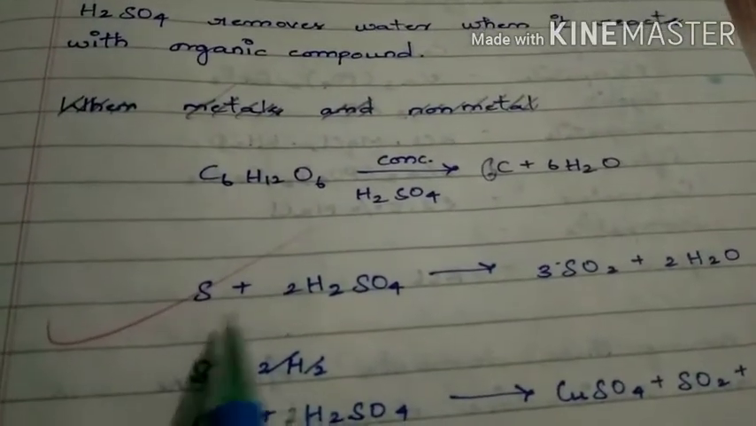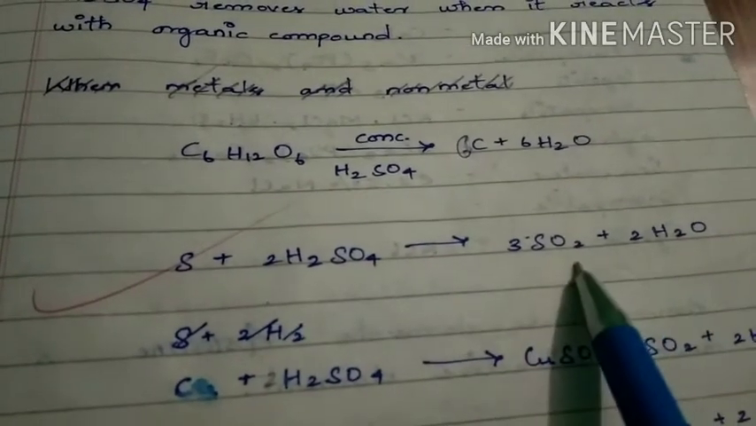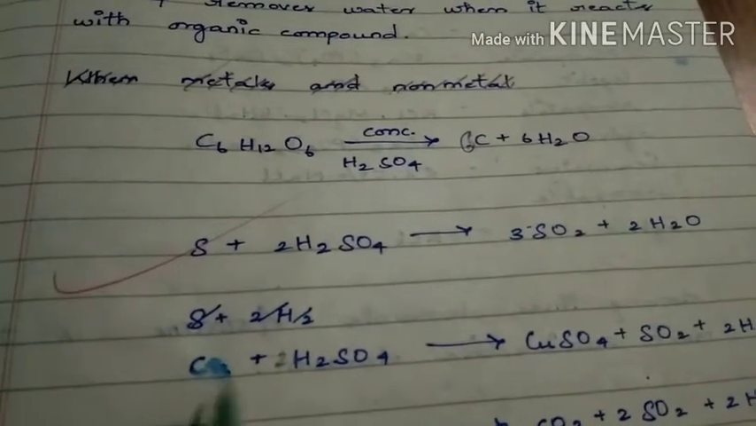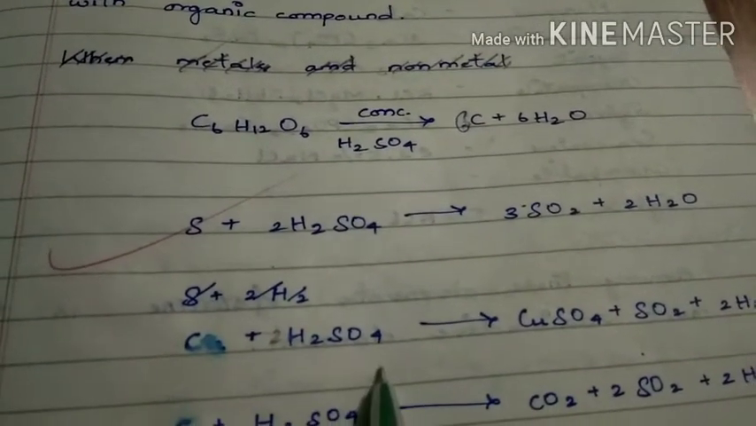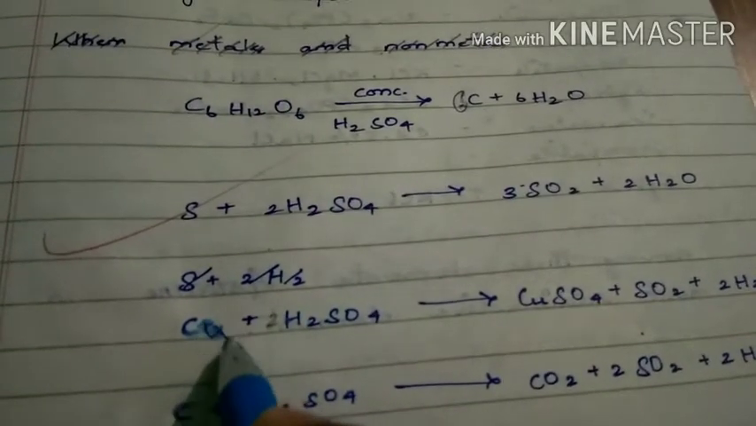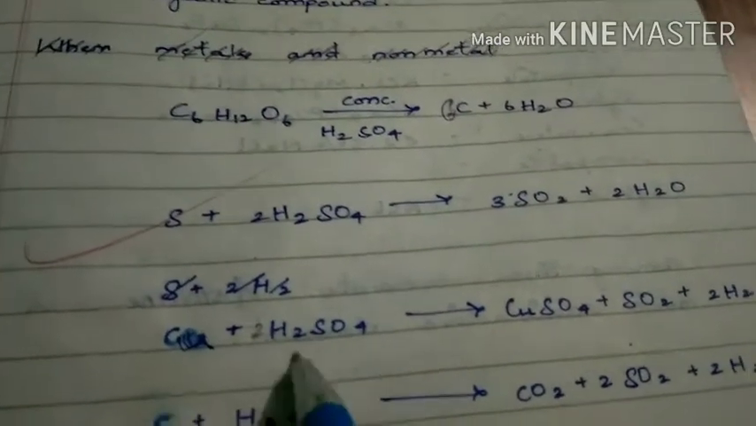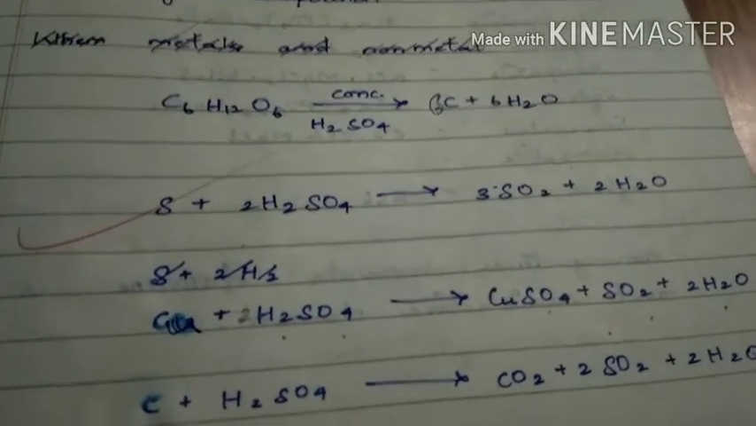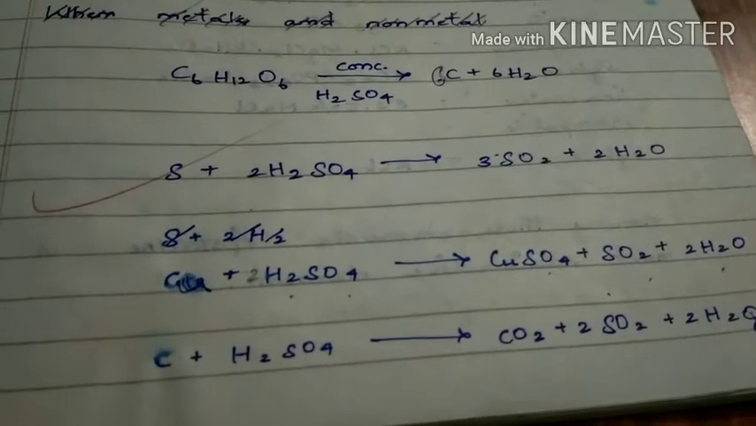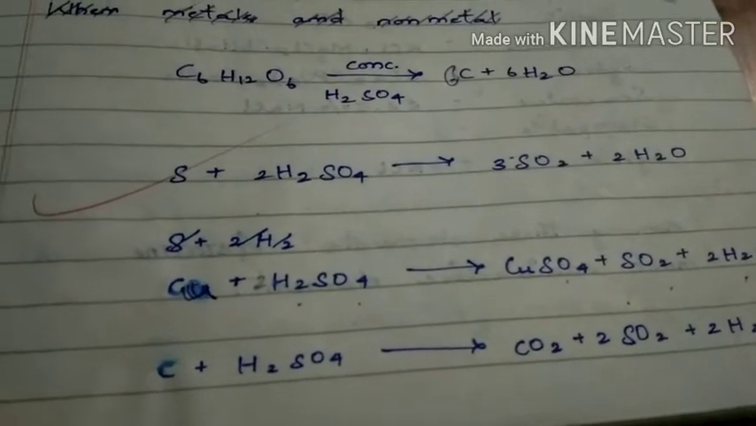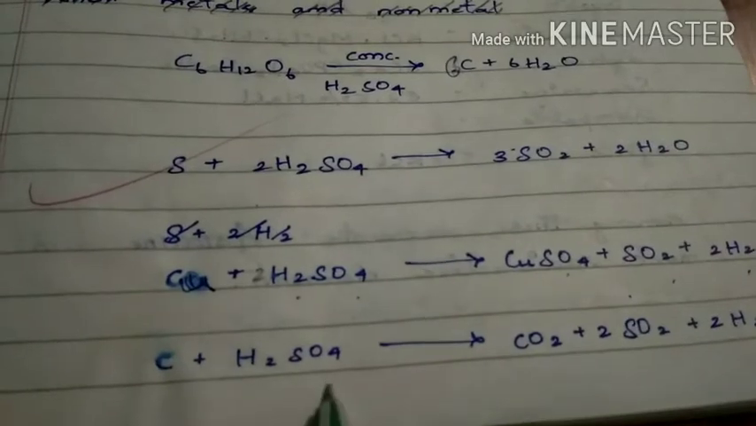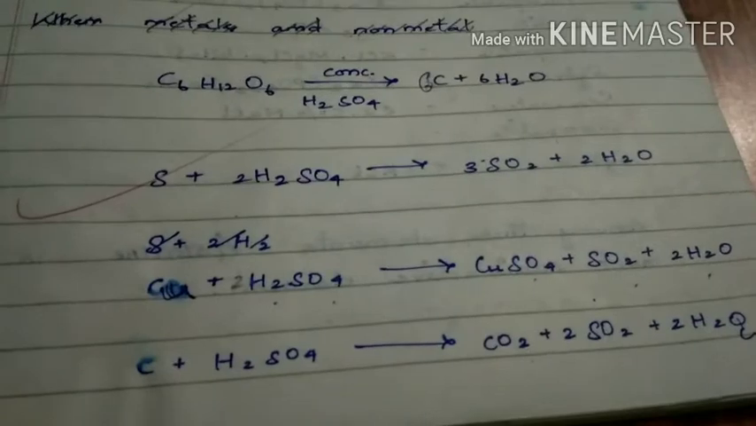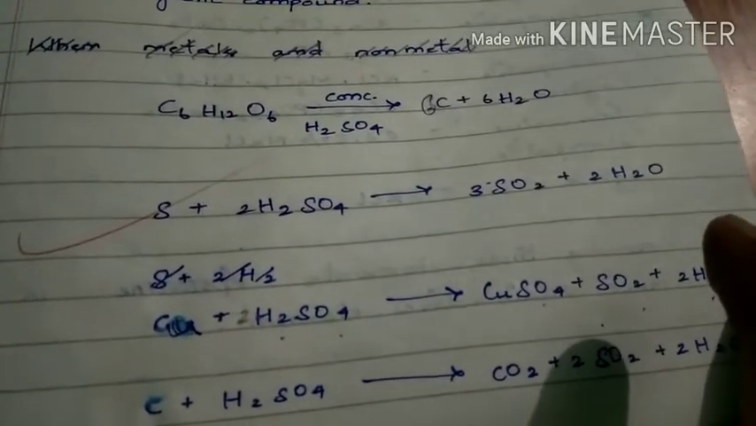Next, one more property: when sulfur reacts with H2SO4, it gives sulfur dioxide and water. Next, when copper reacts with 2 moles of H2SO4, we get copper sulfate, SO2 and H2O. Next, when carbon reacts with H2SO4, we get CO2, 2SO2 and 2H2O. So these are the chemical properties of sulfuric acid.